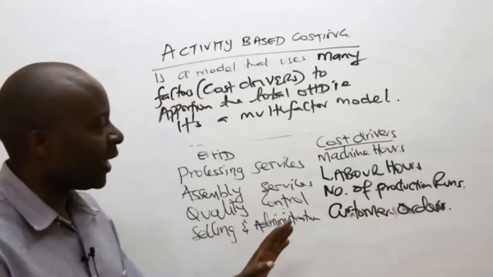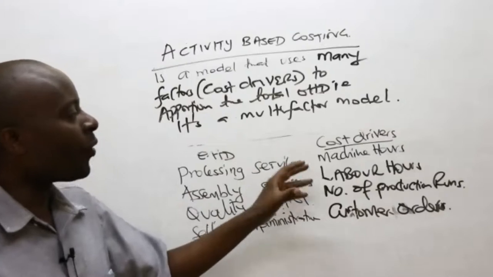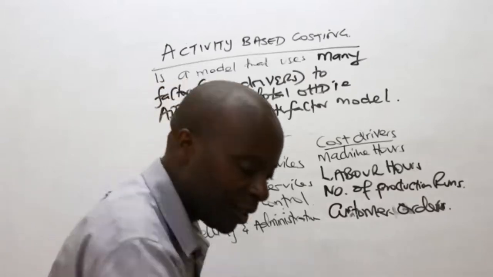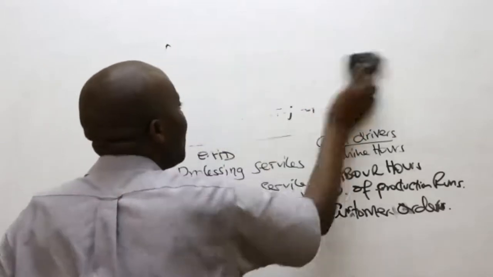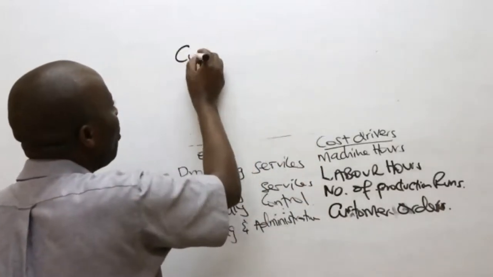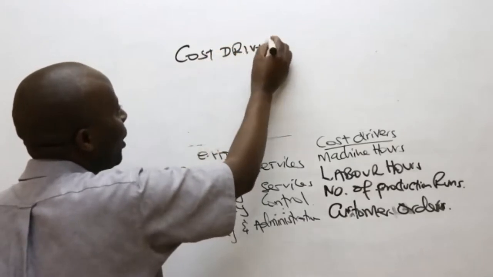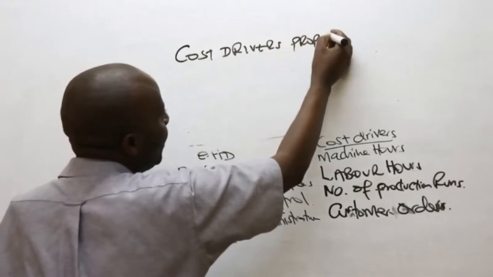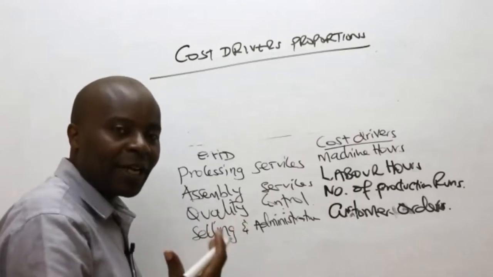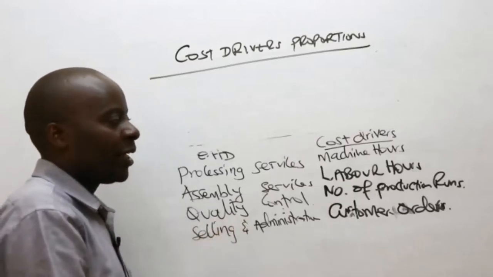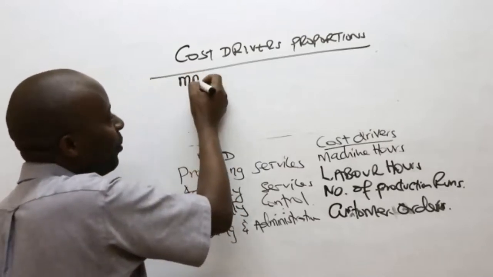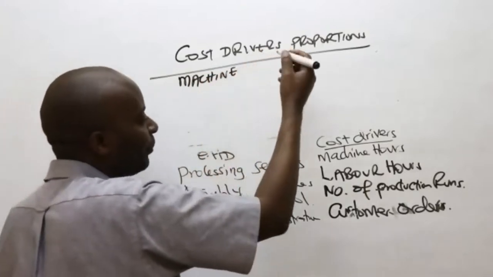So here we were. We had gone to the next step of apportionment, of getting the cost driver proportions. So right there, as we continue, cost driver proportions. We shall start with the first cost driver. A cost driver is a factor that influences a cost, that drives a cost. So we start with the first one, which is machine hours.